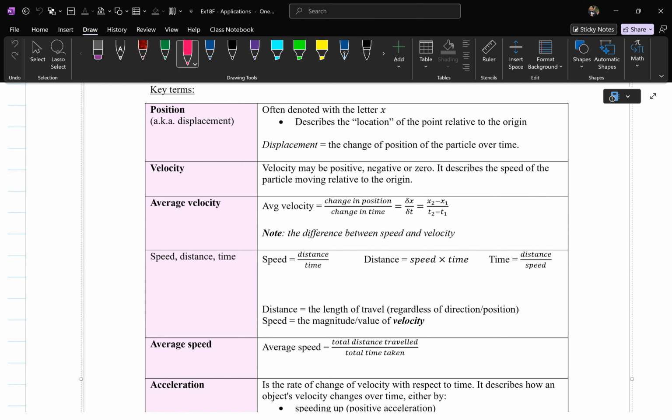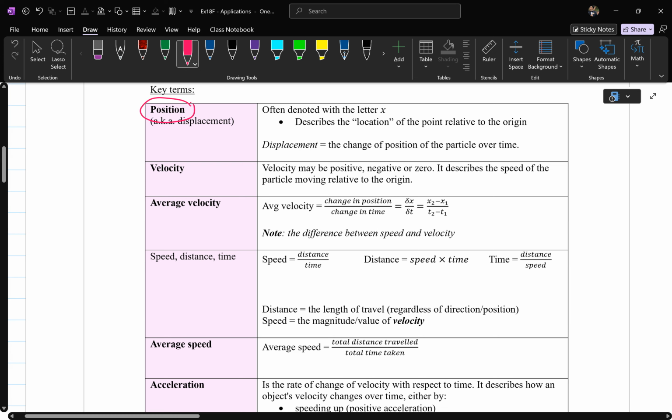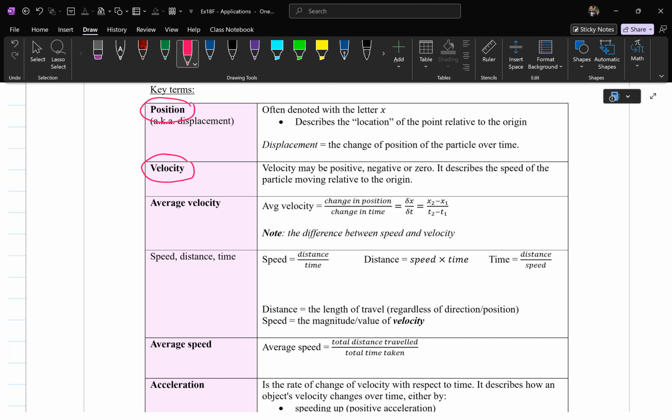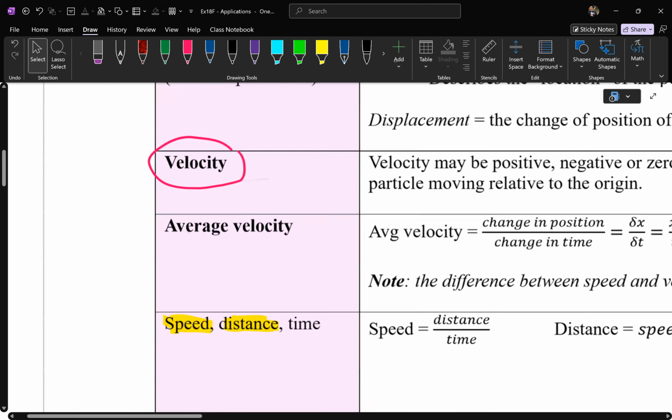Position, velocity is different to speed and distance. See, position talks about relative to a particular point. Distance doesn't matter about relative to a particular point. It just matters how much you cover. An example, just so that you can sort of visualize this.